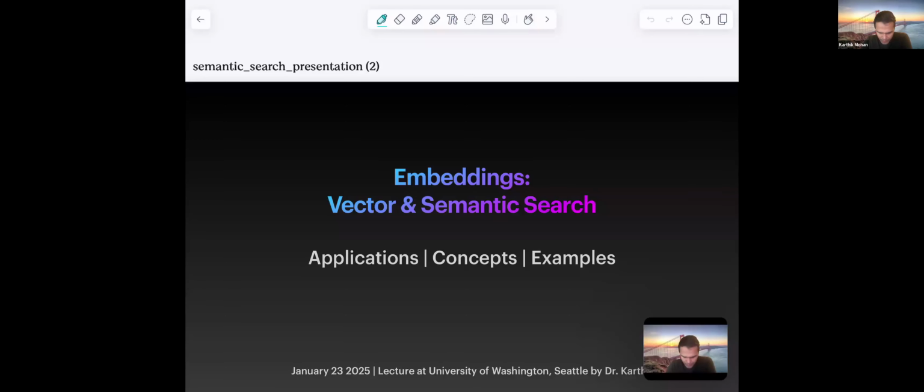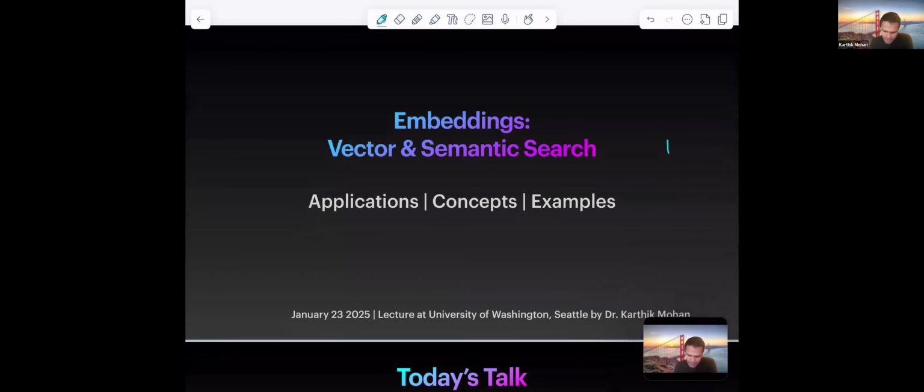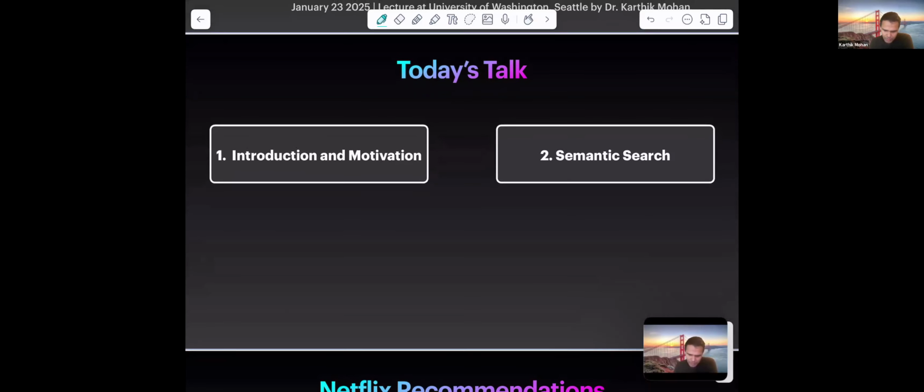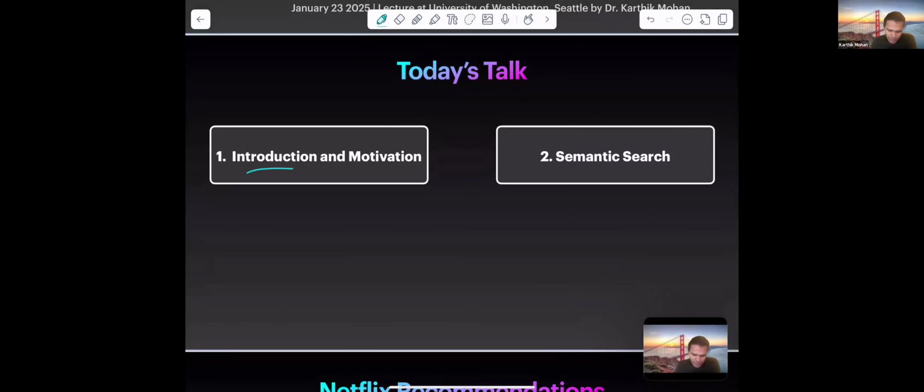Hey everyone, welcome to today's lecture, and it's going to be focused on embeddings and vector semantic search. So today we'll look at some introduction and motivation by looking at the example of recommender systems, and then using this as a motivation, we'll go into the idea of semantic search.